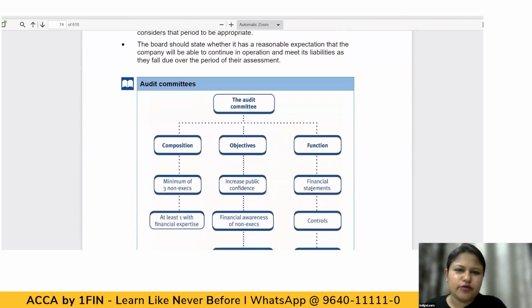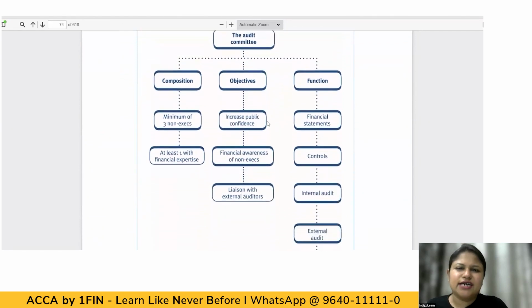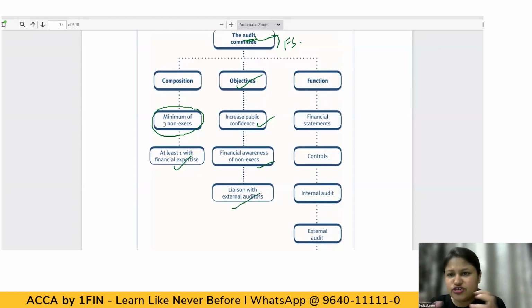That's very simple. Then you have the audit committee. We can have this chart reading, which will help you understand quite better. First of all, composition: the audit committee will require a minimum of 3 non-executives, and 1 should be from the financial side, because it is concerned with the financial statements. What is the objective? To increase public confidence, increase the financial awareness of the non-executives, and liaise with the external auditor. The communication gap between the external auditors and the management will be bridged by the audit committee, so it acts like a mediator in between.